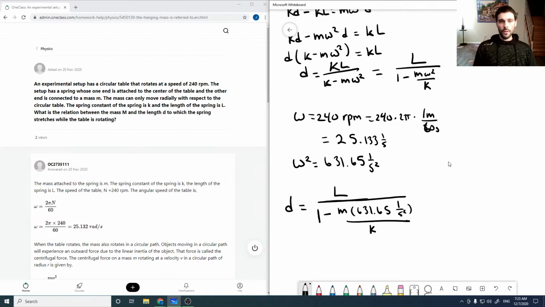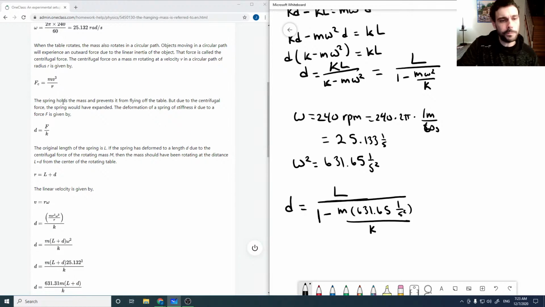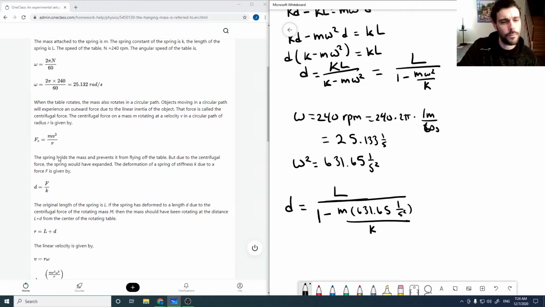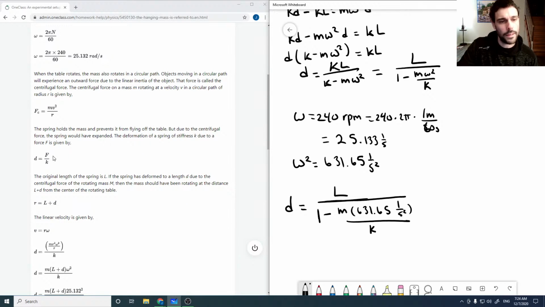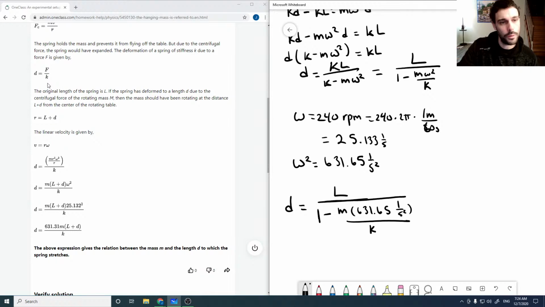So then that would be the length d to which the spring stretches while the table is rotating, in terms of its equilibrium length, the force constant on the spring, and its mass. Okay, so checking here. Our force is given by just kd, which I wouldn't say is quite true, unless the equilibrium length is purely due to d, or if you set the 0 at L, I suppose, but that's not a good idea. But then your R comes out to be L plus d.